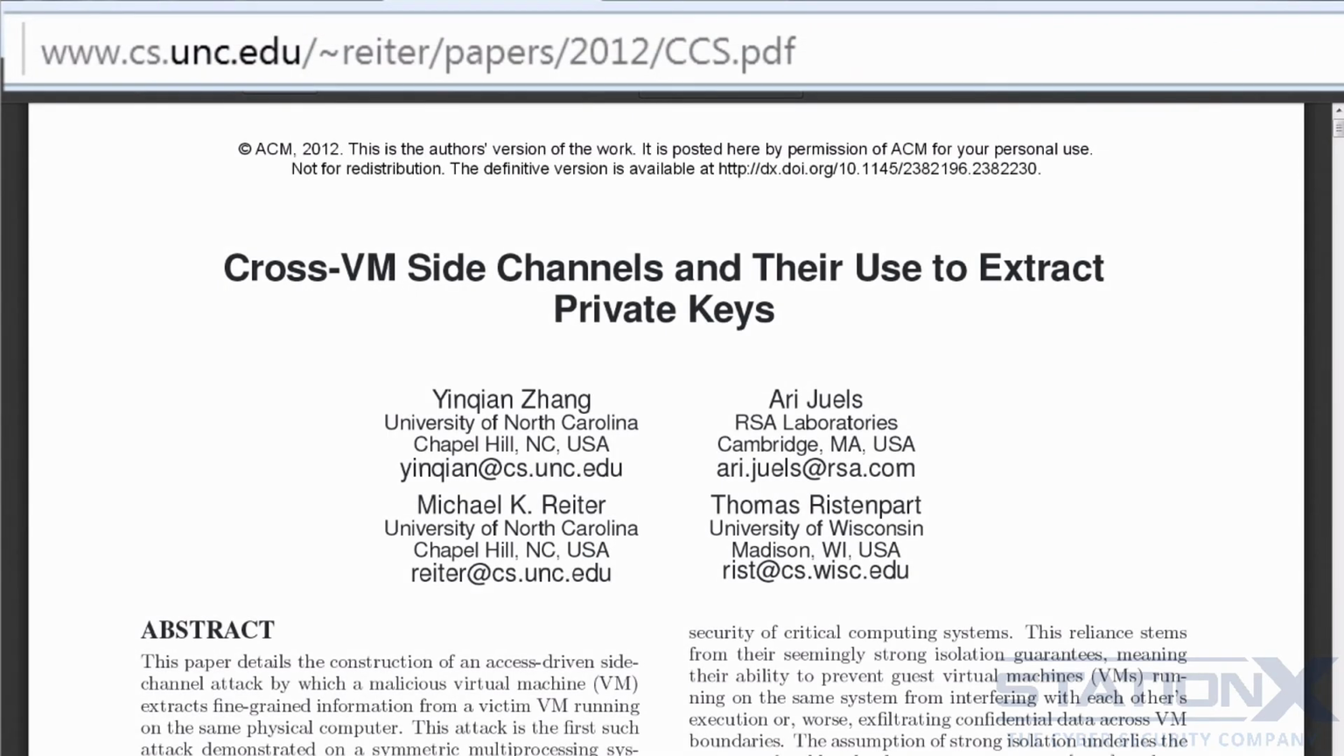Again on CPUs, because the CPU is shared, it may be possible to perform side channel attacks to, for example, extract decryption keys from the guests or the host. There's a paper here on this very same thing. And in a lab, the researchers were able to do that under the right conditions using ElGamal.